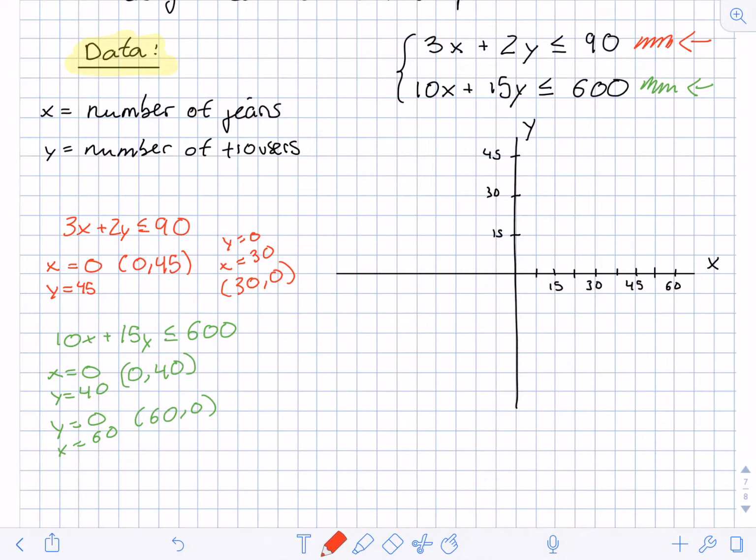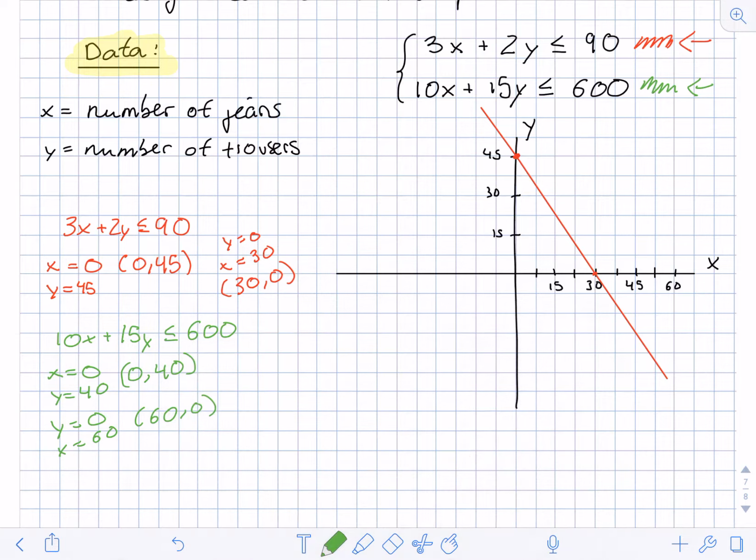So we have the point 0, 45, so it's 0 on the x, 45, and then 30, 0. So we have now one line done. Okay, and I'll try to expand it a little bit, okay? It's not the best accurate method, but it does the job, which is what we're looking for.